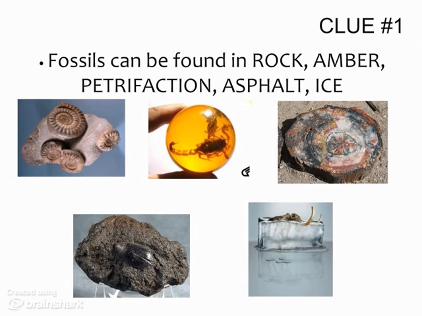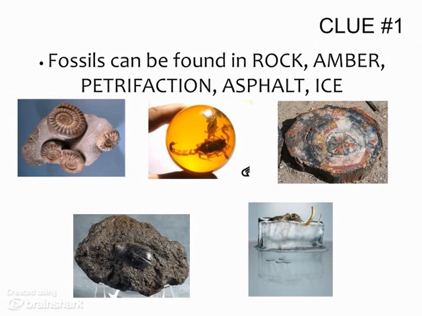Here are some other examples of fossils. Fossils, of course, can be found in rock, like the picture on the top left. They can also be found in amber, such as the picture in the top middle. Amber is basically hardened tree sap, and so as the sap runs down the tree, it may run over and harden any insect that's on that tree. In this picture, it looks like maybe a scorpion has been caught in the amber.